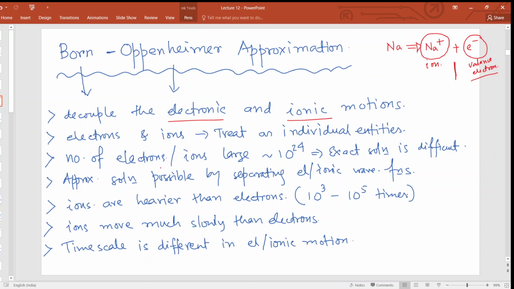Now, usually the number of electrons and ions is quite large, typically of the order of 10 to the power 24. So finding an exact solution will be difficult, but we can get an approximate solution by separating the electronic and ionic wave functions. Now ions are heavier than electrons. Can anyone tell me why ions are heavier?